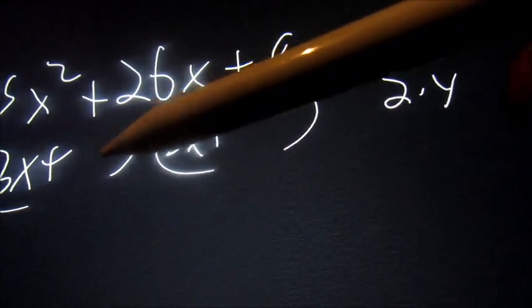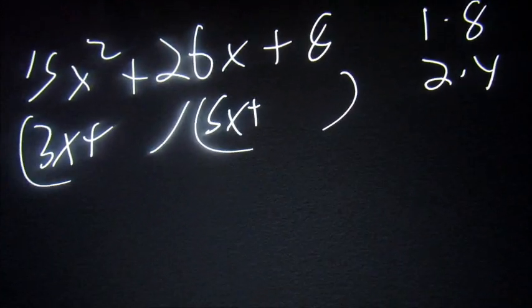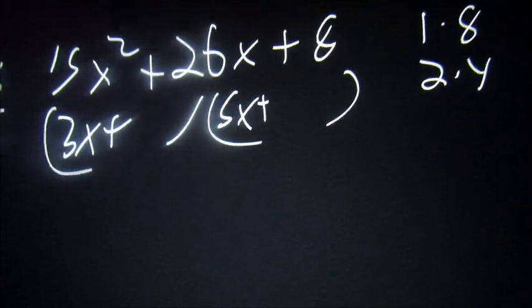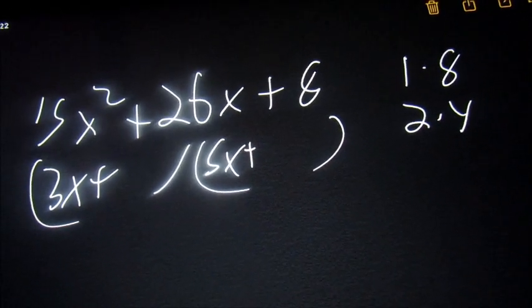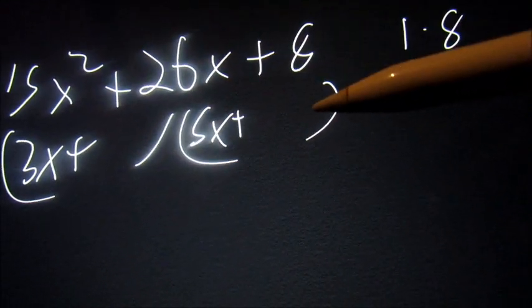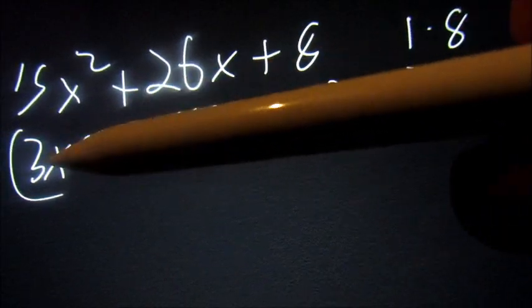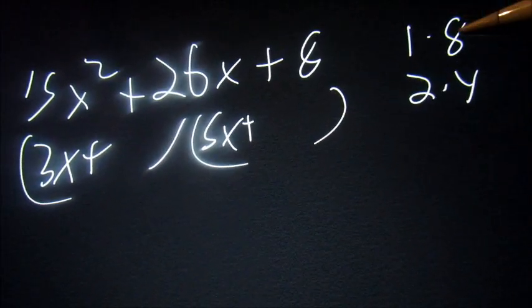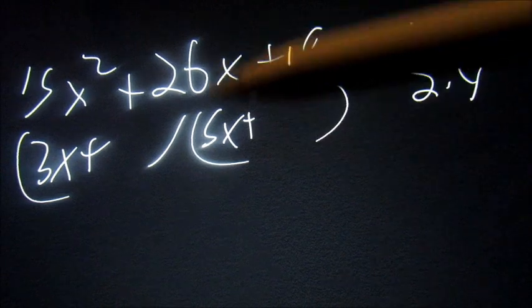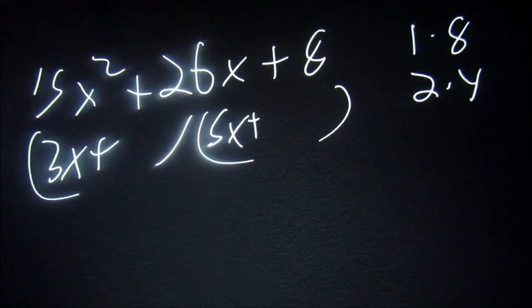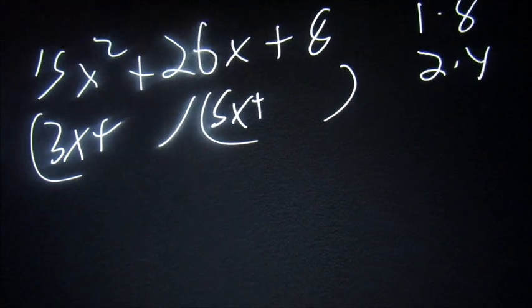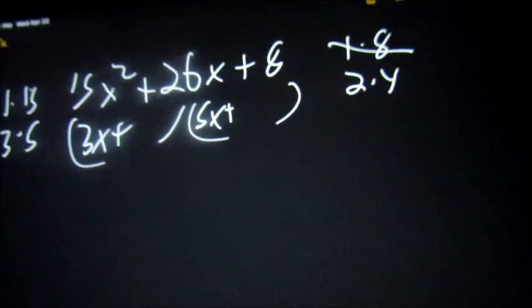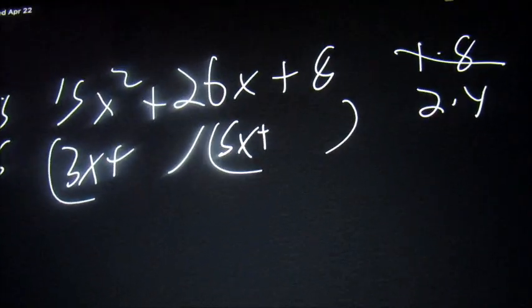So let's look at one that we can't do for sure. If we put an 8 opposite the 5, 8 times 5 is 40. That's bigger than 26. So we know we can't do that. If we put an 8 here and a 1 here, 3 times 8 is 24, and 5 times 1 is 5. 24 plus 5 is bigger than 26. So we can't use that. So we know we're going to have to use the 2 and the 4.